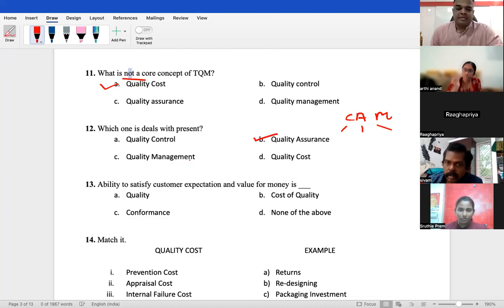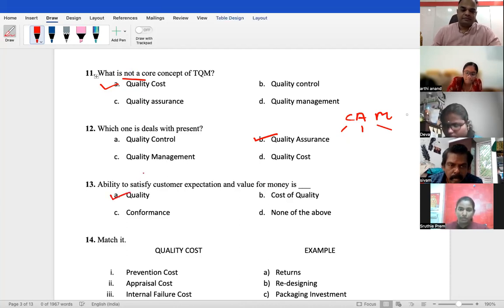Okay, next. Ability to satisfy customers' expectation and value for money is dash. Option A, quality, B, cost of quality, C, conformance, D, none of the above. The ability to satisfy customer expectation for value of money is called quality. Yes. Next.